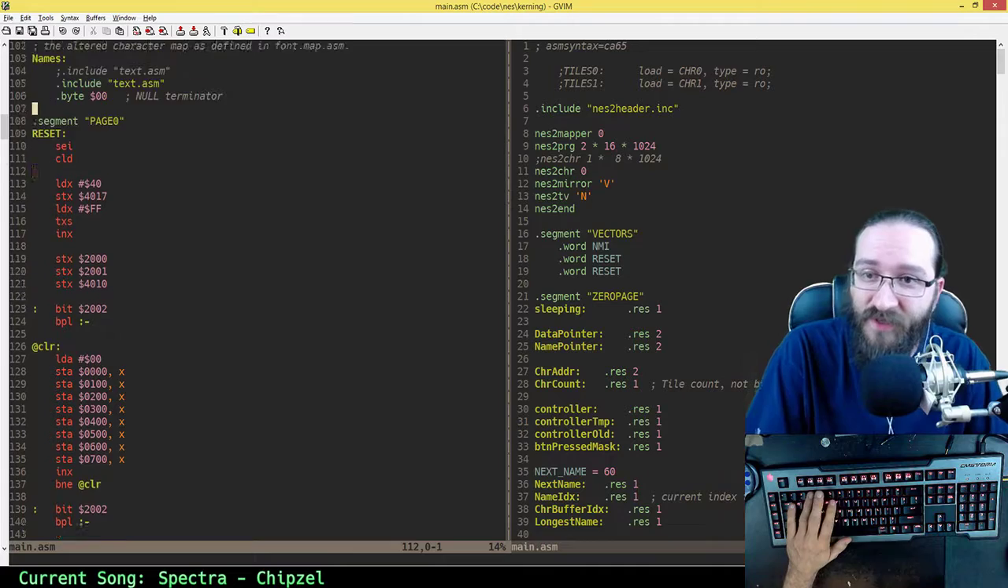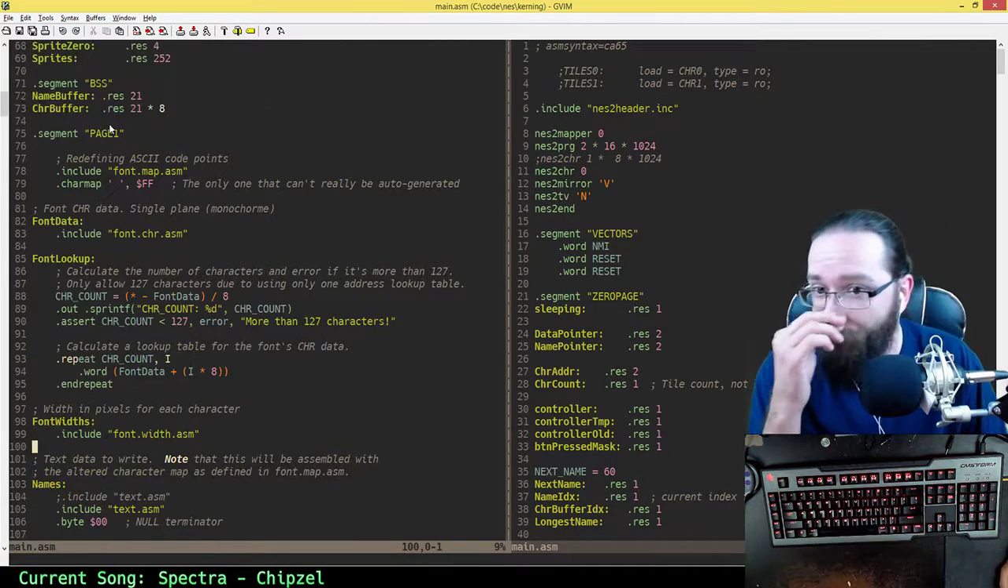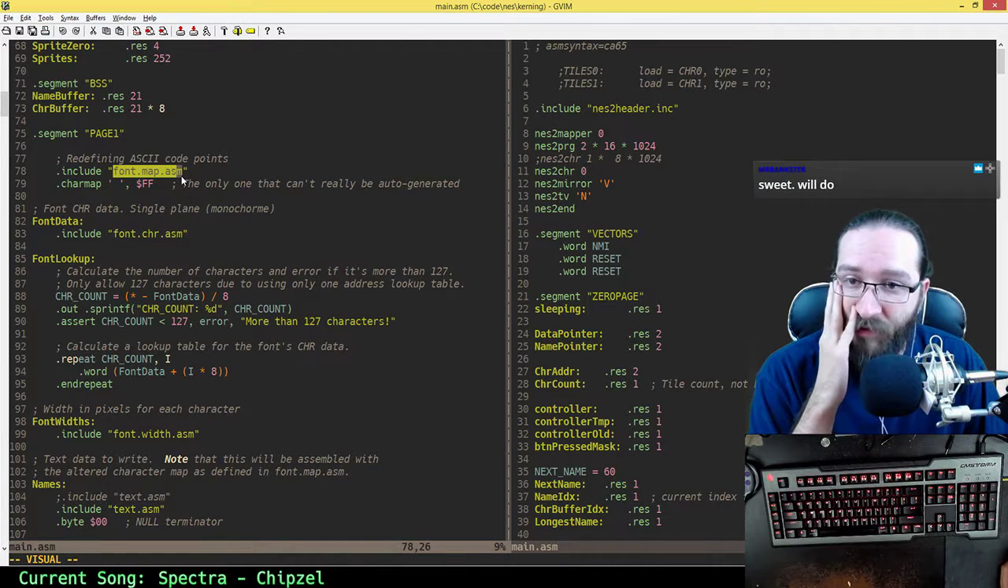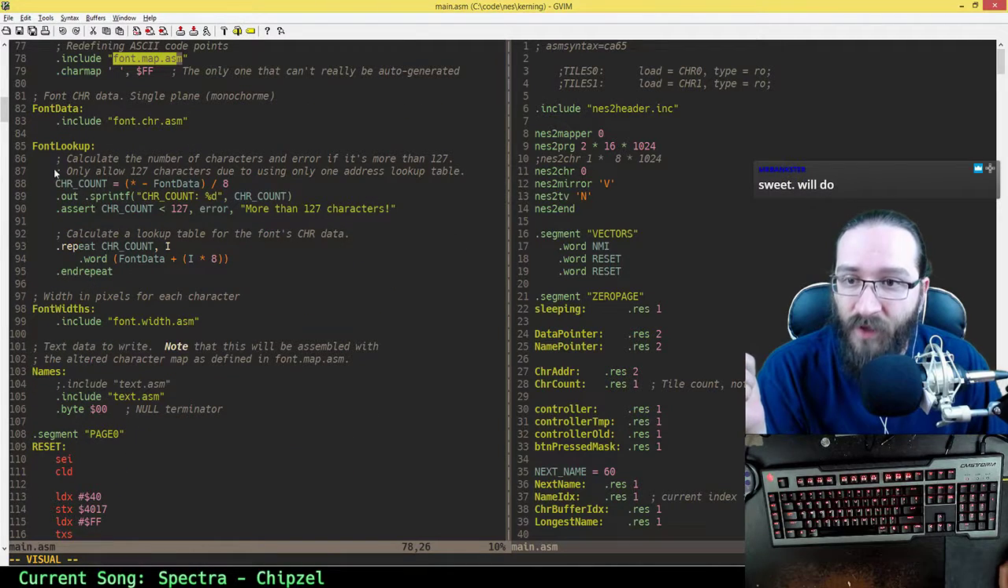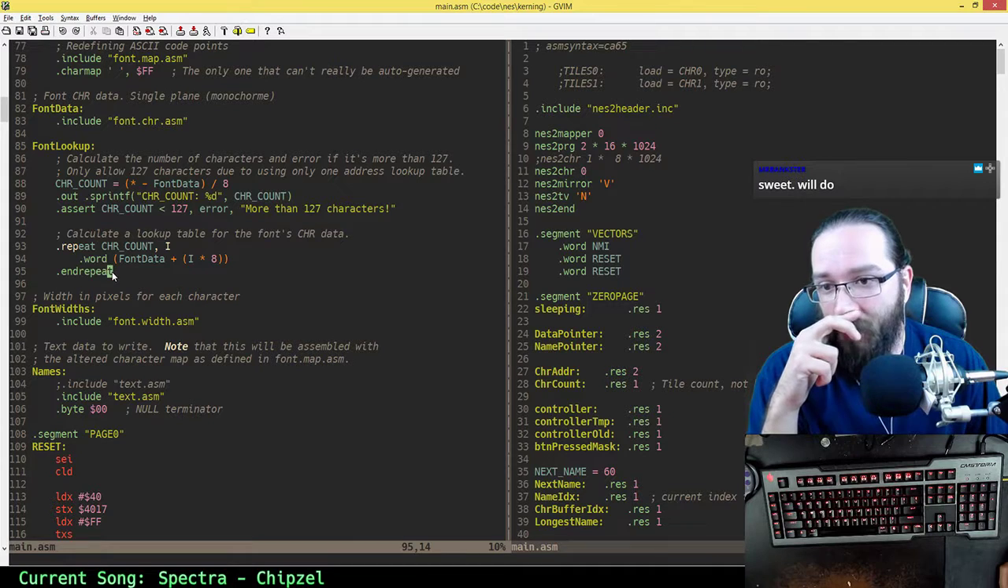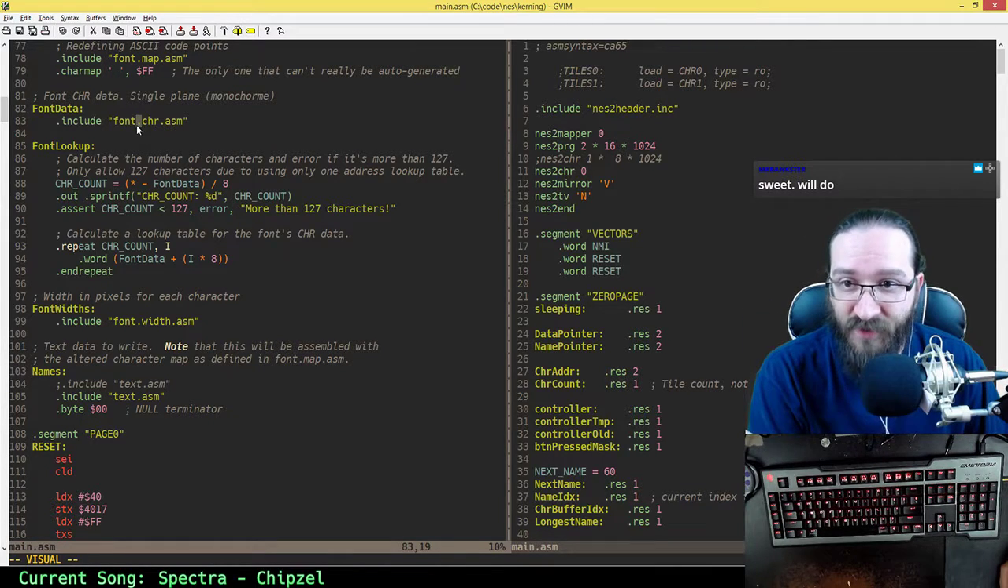So then that's remapping everything, right? This is the character data itself, the tile data. This is remapping the ASCII to my current one. This right here is a bunch of macro stuff to give me a lookup table for the fonts, right?